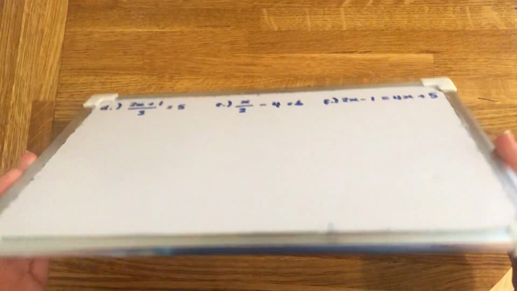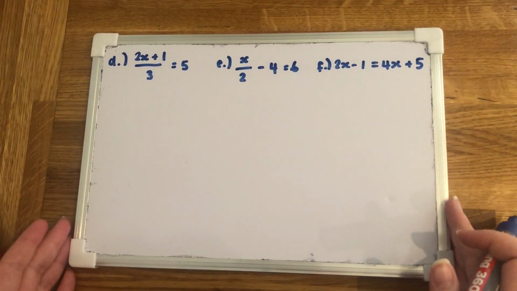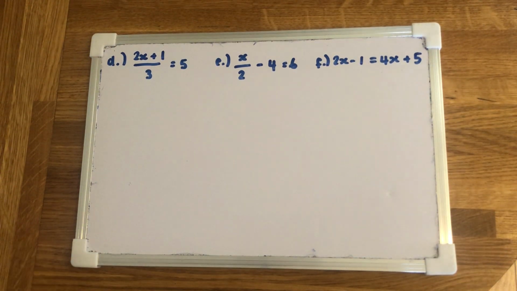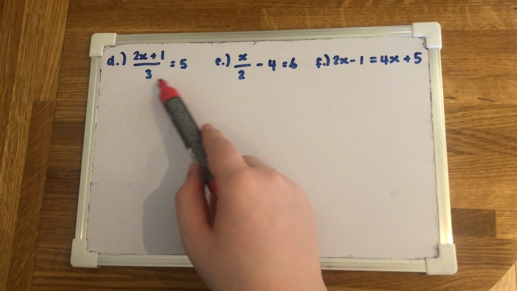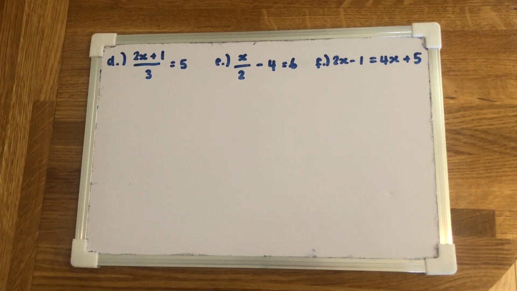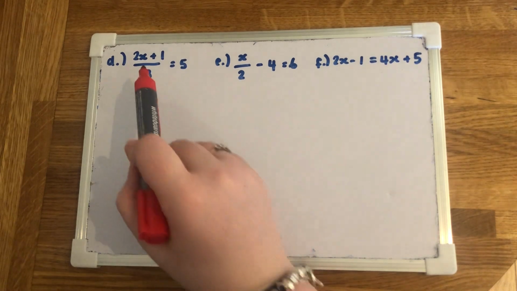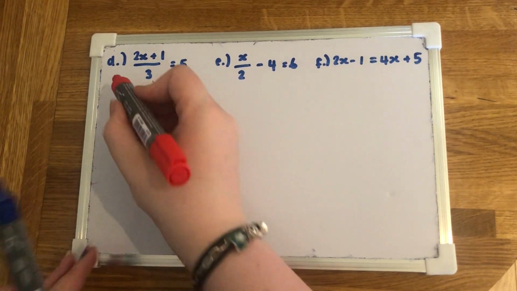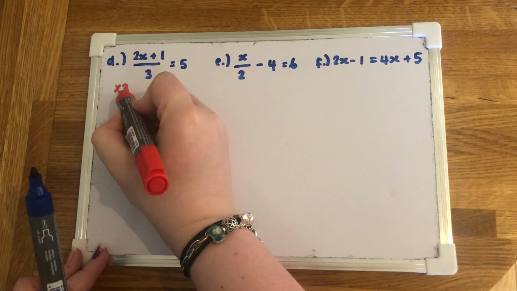We're now going to turn over and start the next ones. Okay, so we're getting a little bit harder now because we've got fractions as well. So for the first one, we've got 2x plus 1 all divided by 3, and we know that that's equal to 5. Now because this is being divided by 3, because I don't want the fraction, I'm going to multiply both sides by 3.